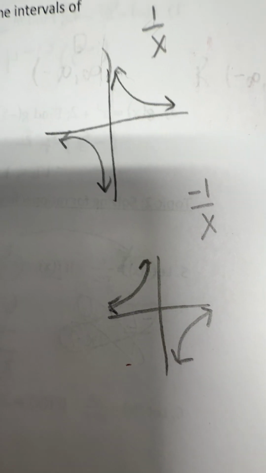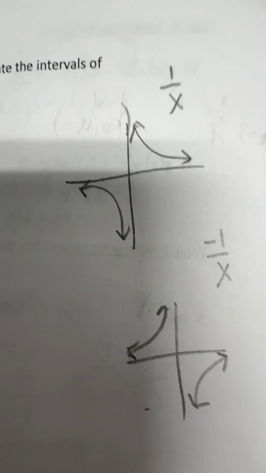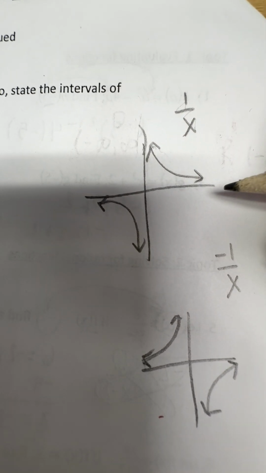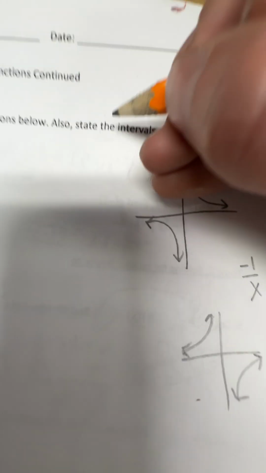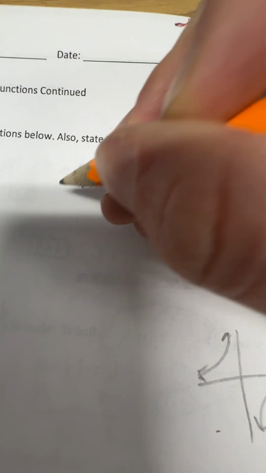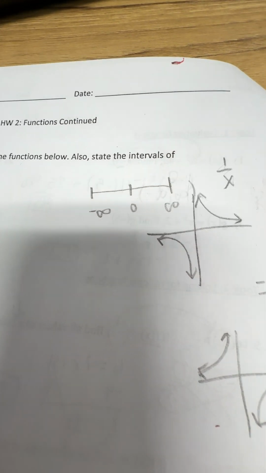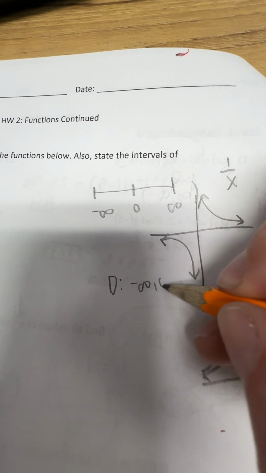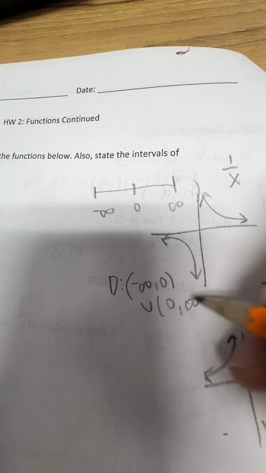The 1 over x graph looks like this, and the negative 1 over x graph looks the exact same except it's in different quadrants. So it's important that you know that difference. Now for your domain, look at all the x values you hit. You actually hit every single one of them. As you can see, the arrow goes to the right, the arrow goes to the left, but you never hit this 0. And so if I look at my x values, I go from negative infinity to infinity, but I don't hit 0. So for this graph, my domain, which I'll call D, goes from negative infinity to 0, union 0 to infinity. So that's my domain.